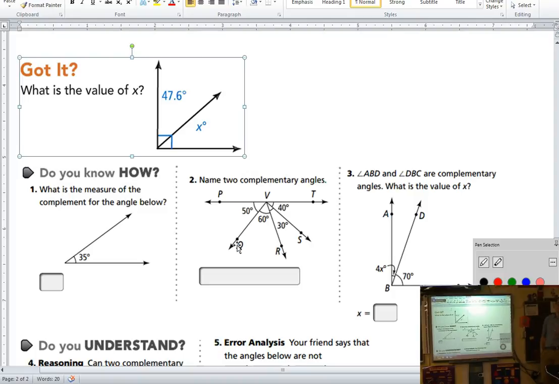All right, so who can walk me through the Got It? What do we know? How do we solve it? What approach did you take? Colin, go for it.